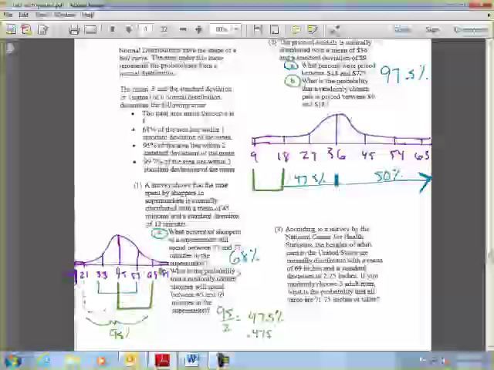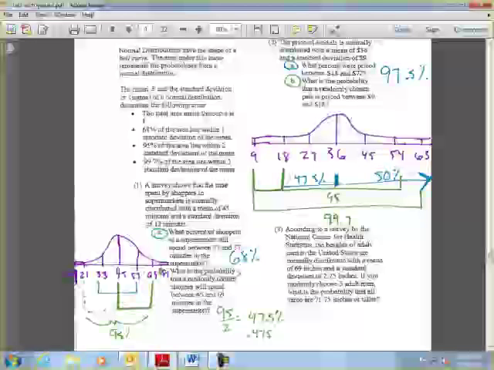Well, 9 is how many standard deviations away? 3. So if I went 3 in both directions, how much would that give me? 99.7. And 18 is 2 away. So if I went 2 away in both directions, how much would that give me? 95.